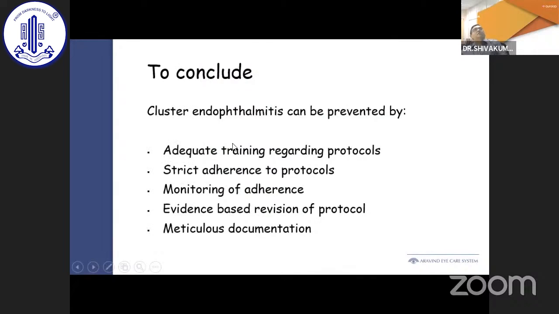To conclude, cluster endophthalmitis can be prevented by adequate training regarding these protocols and making sure that these protocols are strictly adhered to, by monitoring that adherence and having evidence-based revision of protocols whenever it is needed, and having meticulous documentation so that we can go back and find out any deficiencies.